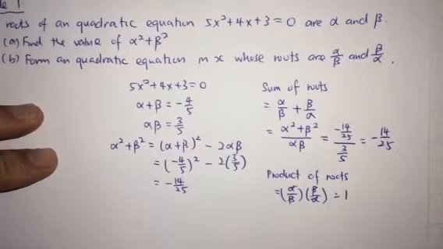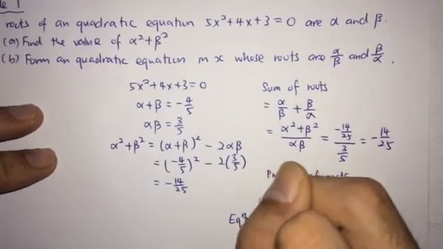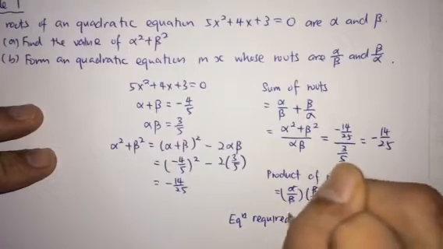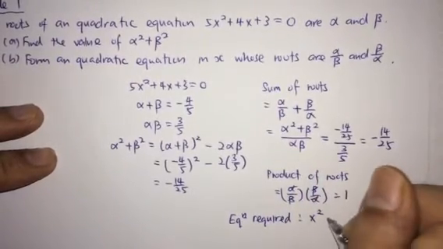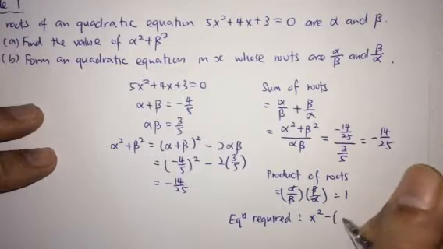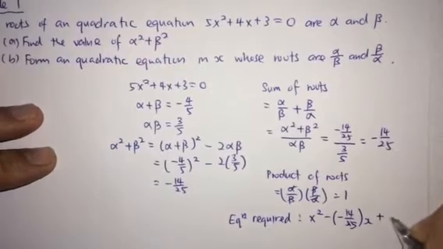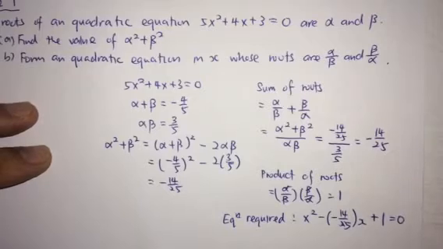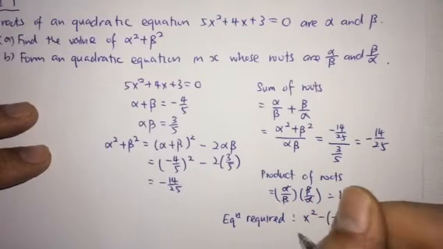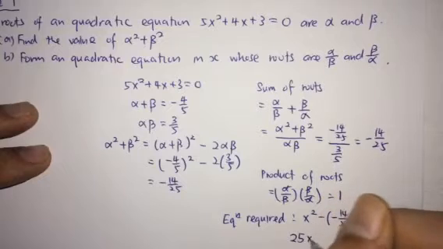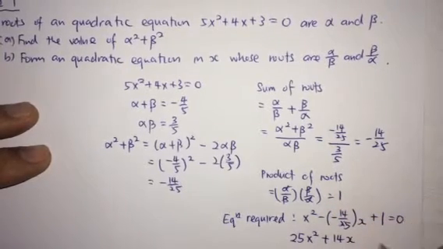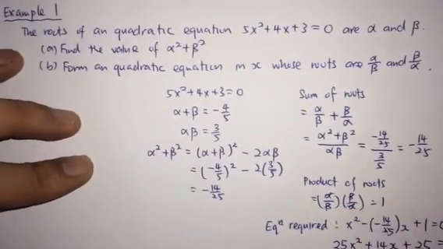So the quadratic equation that we require will be x squared minus the sum of roots, which is minus 14 over 25, x plus 1, the product of roots, equals 0. Since we do not really like fractional coefficients, we can multiply everything by 25. Then we get 25x squared plus 14x plus 25 equals 0. So this solves my first example question.